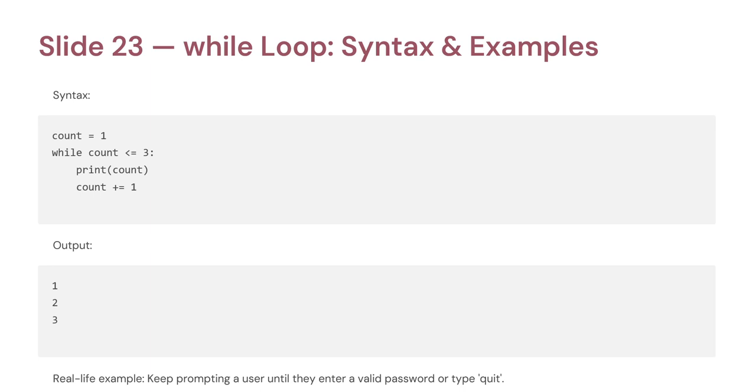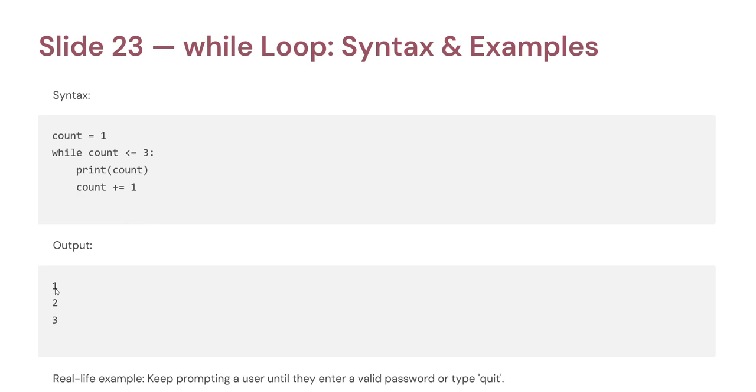Now let's learn the second type of loop, the while loop. A while loop repeats as long as a condition remains true. Let's see an example. Here we can see count is equal to 1. Python checks, is count less than or equal to 3? Yes. So the output will print 1.